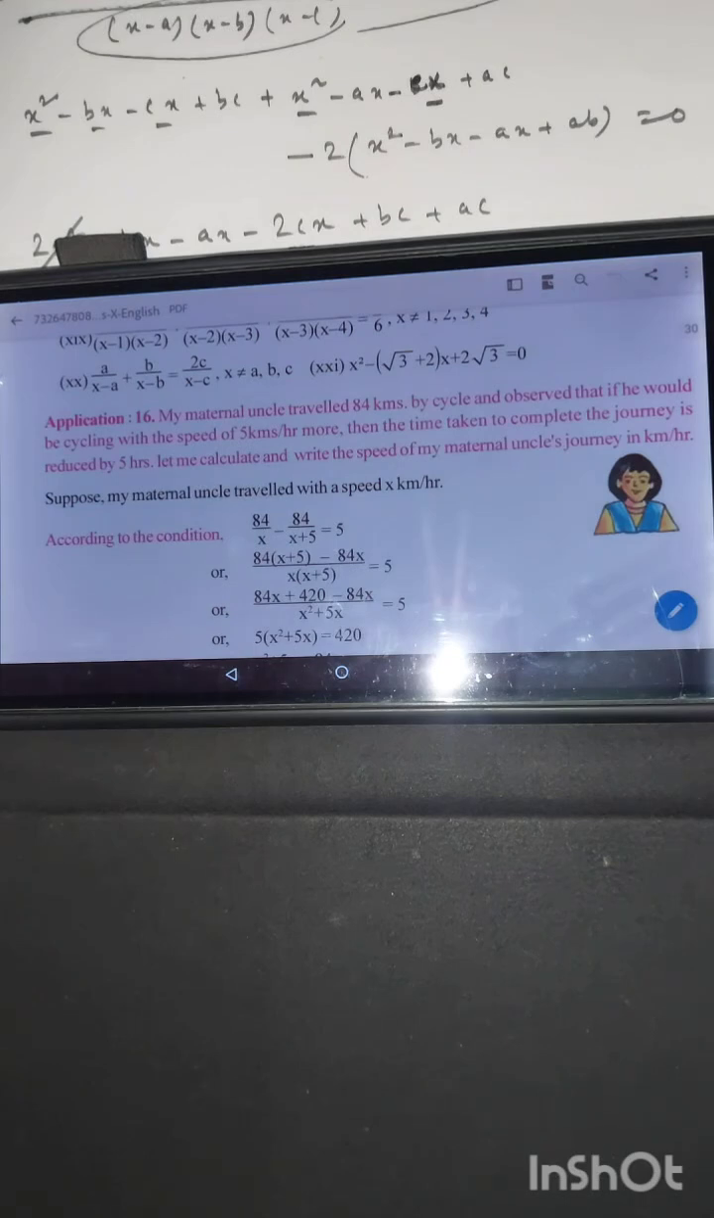The question says, my maternal uncle traveled 84 kilometers by cycle and observed that if he would be cycling with the speed of 5 kilometers per hour more, then the time taken to complete the journey is reduced by 5 hours. Let me calculate and write the speed of my maternal uncle's journey in kilometer per hour.